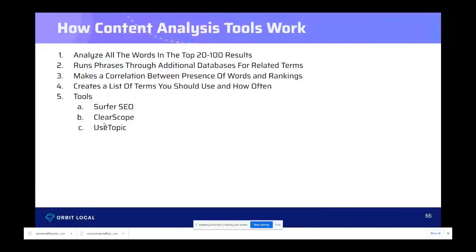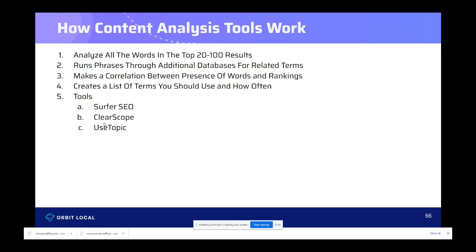The way these tools work is they analyze the top 20 or 100 results, depending on the tool. Then they'll run through those phrases that they find through additional databases to find related terms. Some of them use the Watson database. Some of them use the Google NLP database. Some of them have their own databases. So they try to find additional terms that are related, and then they try to make a correlation between the presence of those words and their rankings. After they do that, the tool will give you a list of terms that you should use and how often.